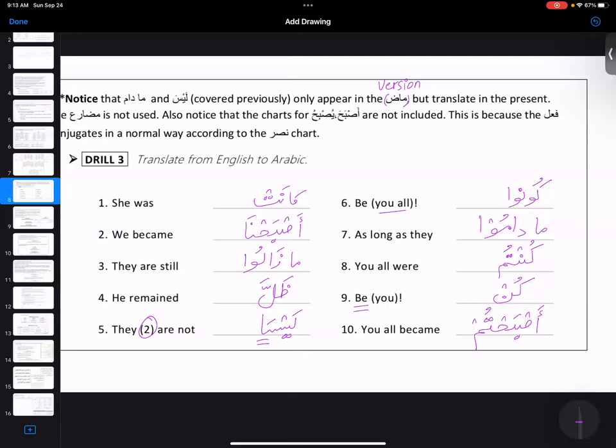Okay, so now how are we going to say it? We're going to say fi'l, naqis. And is it madi or mudari? It's madi. So we can add madi over here. Fi'l madi naqis, and the ism of asbahtum is antum. Fi'l madi naqisun. And the ism of asbaha is antum.